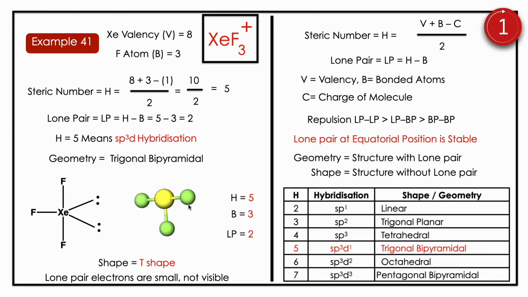H5 means sp3d hybridization, which gives geometry of trigonal bipyramidal. But you have two lone pairs in the system. Lone pairs occupy equatorial positions. So equatorial has both lone pairs and fluorine. So shape will be like T shape. Lone pair is not visible. So geometry is trigonal bipyramidal. Shape is T shape.